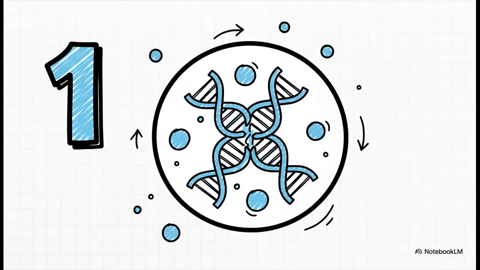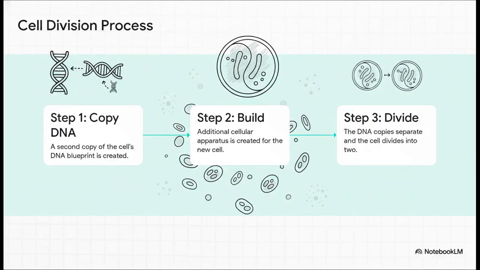So it totally makes sense, right? The most basic, the most fundamental event in all of reproduction has to be making a copy of that instruction manual, a copy of the DNA. And it happens in a few key steps. First, the cell makes that second copy of its DNA. Then, it needs to create some extracellular machinery to make sure the new cell has everything it needs. Finally, those two DNA copies pull apart, and the cell itself splits right down the middle, making two new cells.